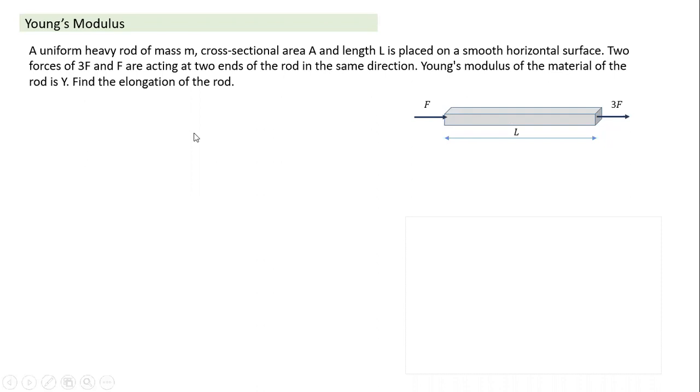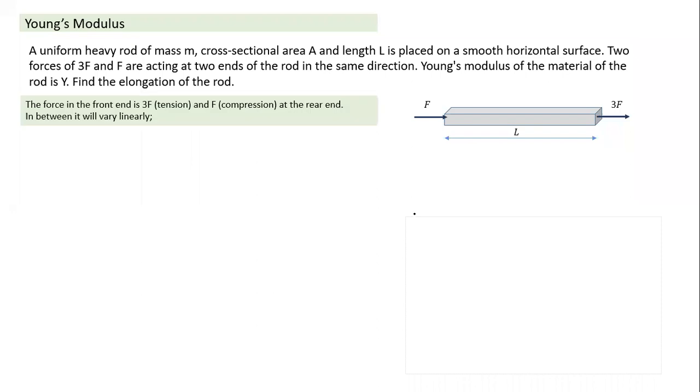So it is a heavy rod of uniform cross-section area placed on a uniform surface, and the two forces are acting in the same direction. What is the extension of the rod here? I can do it two ways. One way: the force at the front end is 3F tension and the force at the rear end is compression. If I take this point as x equal to 0 and this point as x equal to L, can I mark how the force varies as a function of x?